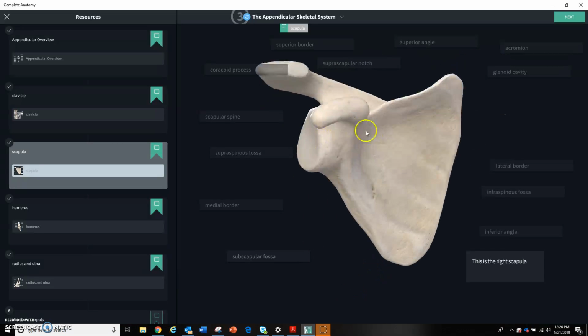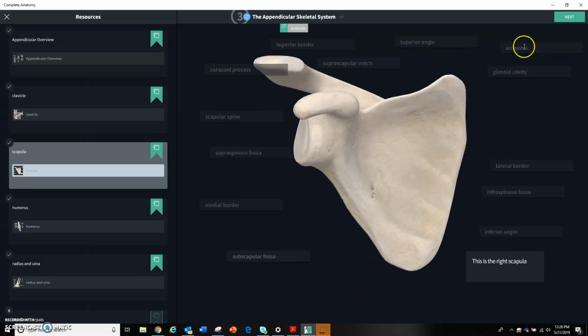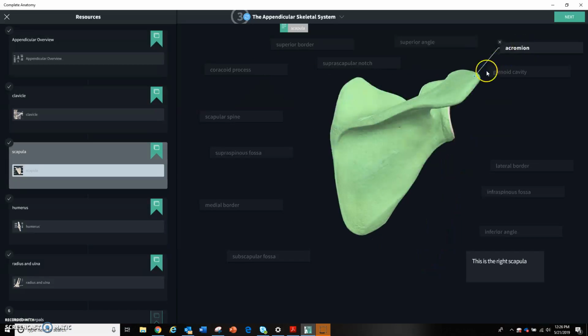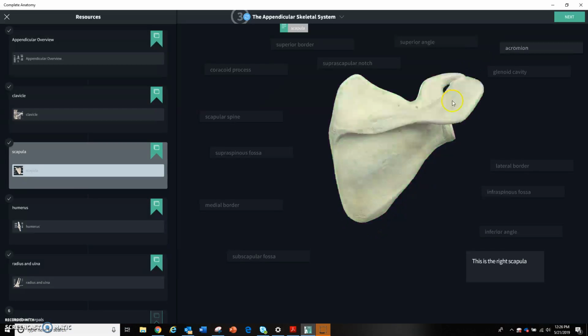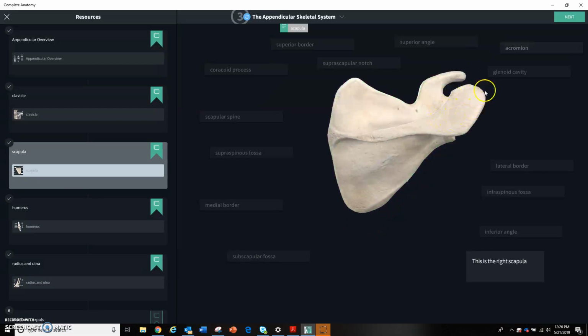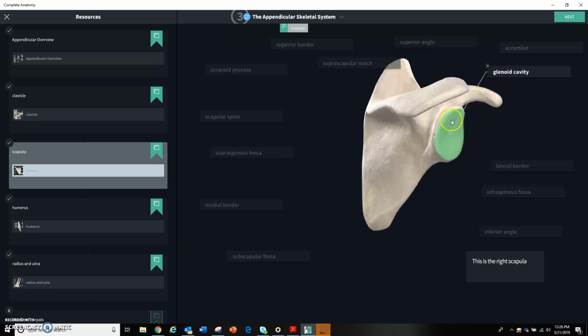All right, so let's identify some of these features. I mentioned previously the acromion. Let's go ahead and click on that. So this is the acromion right here. This feature is the acromion that articulates with the acromial process of the clavicle. The glenoid cavity right here. This is where the head of the humerus fits in or articulates.